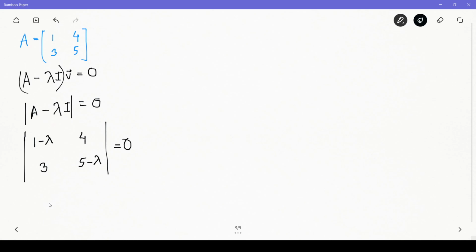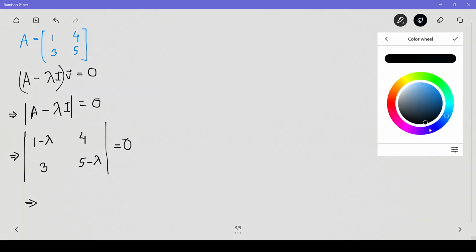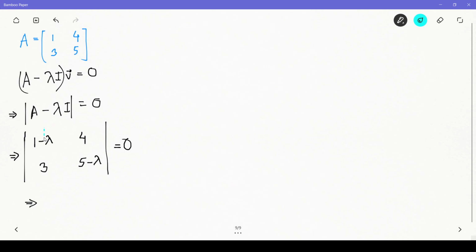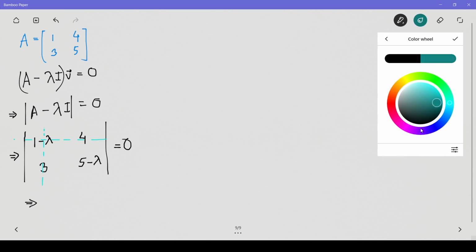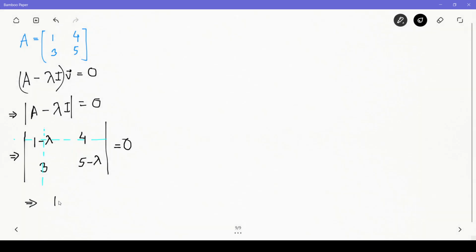Okay, so let's try to calculate the determinant right now. The determinant calculation is very easy. Let's consider this entry over here. So we have 1 minus lambda, and we have remaining 5 minus lambda, right? 5 minus lambda.